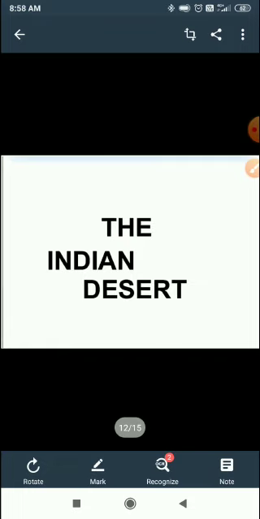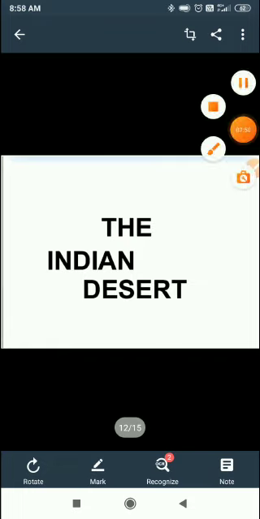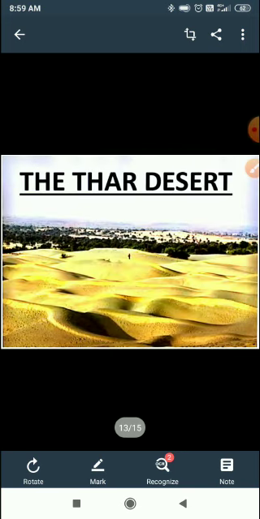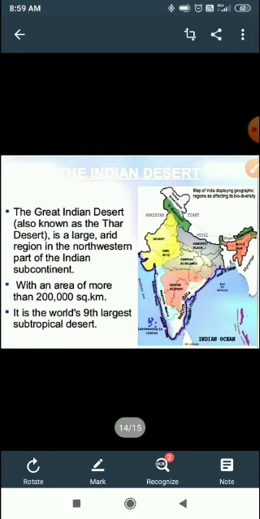Now our next point is the Indian desert. As you know, the Indian desert is known as the Thar Desert, which lies in the part of Rajasthan by the border of Pakistan. A desert is a region totally filled with sand particles, and there is a scarcity of rain as well as vegetation, because the climatic condition of the desert region is not suitable for vegetation to grow well.